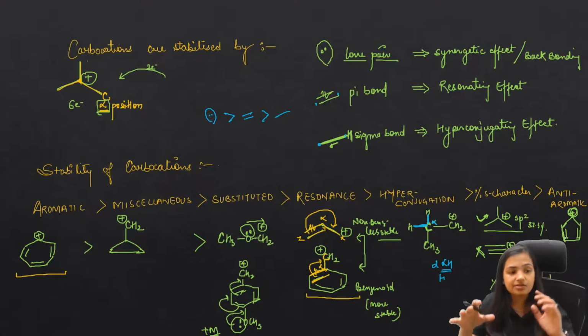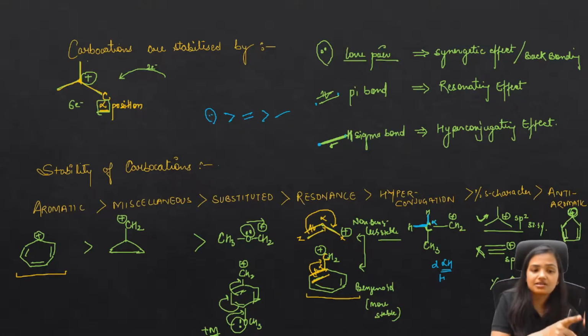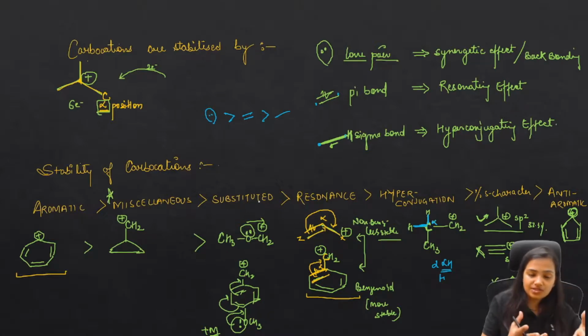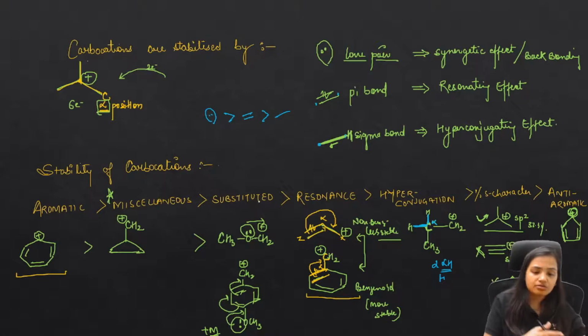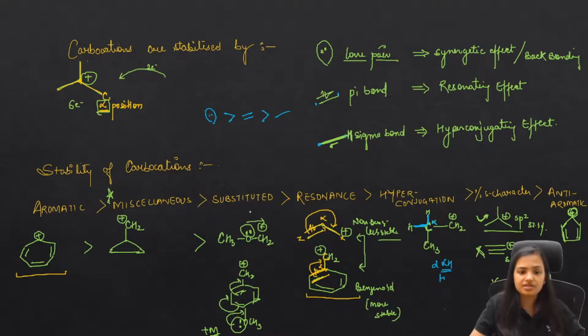So please do understand aromatic. Then comes your miscellaneous. Miscellaneous carbocations are exceptionally stable. Okay, mark it. They are exceptionally stable. Substituted: whenever any kind of group is substituted, whether it is a methoxy group, nitro group NO2, NH2, or any kind of halogen, or cyanide, or hydroxyl group, any kind of group, if it is there, they will be considered to be substituted.